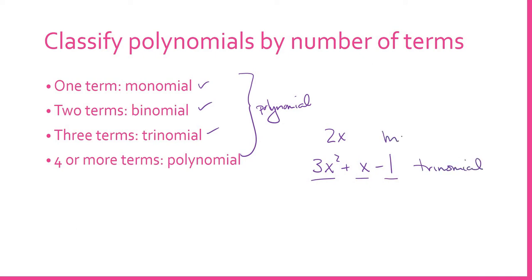Okay, monomial, trinomial, and let's do a binomial. 3x plus 7 is a binomial. Again, I can also call these polynomials, but it's a less specific term, and anything 4 or more is just going to be polynomial. We're not going to bother to count them up. So that's classifying polynomials by number of terms, being able to tell how many terms.